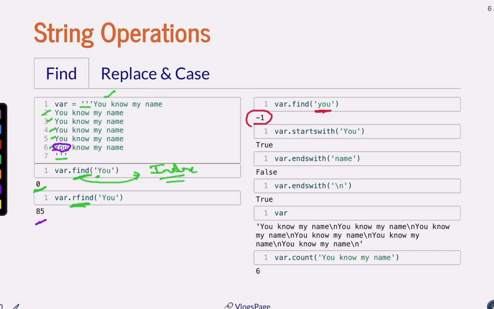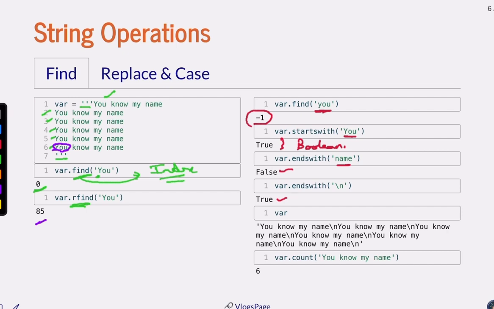Now, we are trying to identify whether this variable starts with "You". It gives a Boolean output: True. Does it end with "Name"? It has given False, because there is a new line here, since I'm closing it on the next line. So we have to ask whether it ends with a new line. Then it gives a Boolean output which says True.